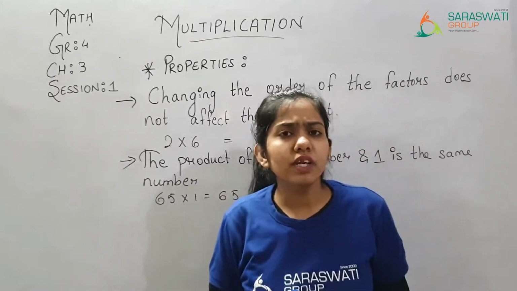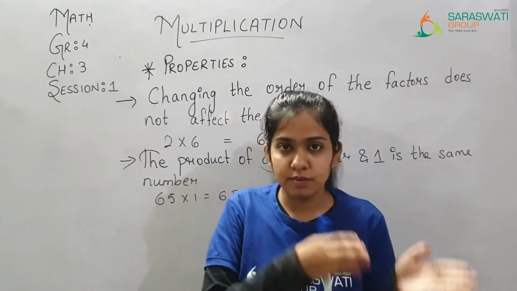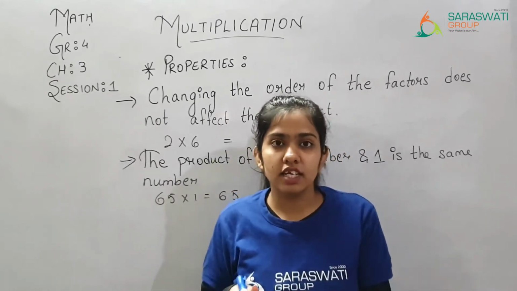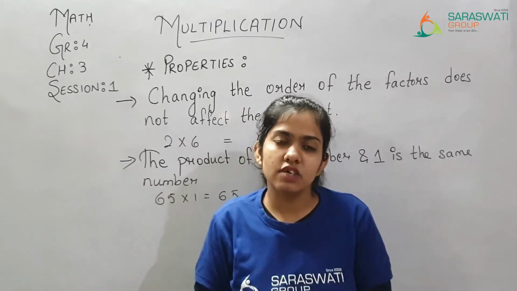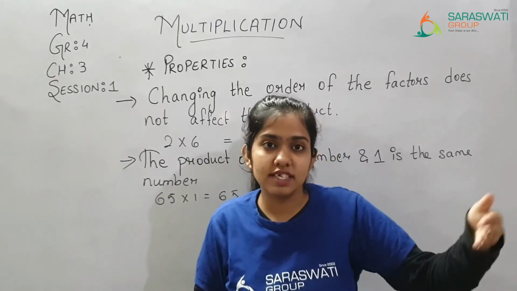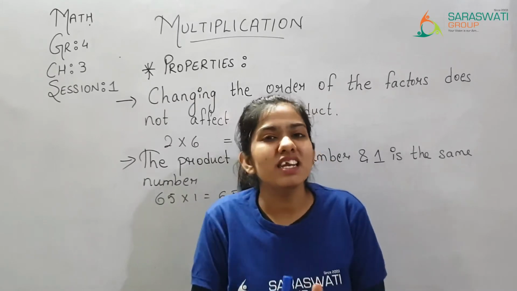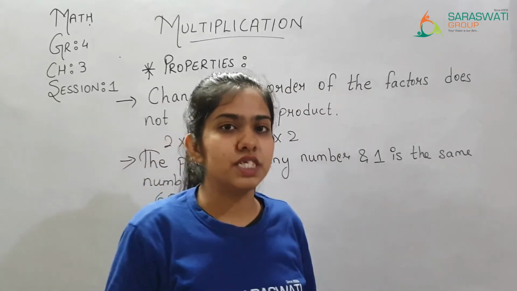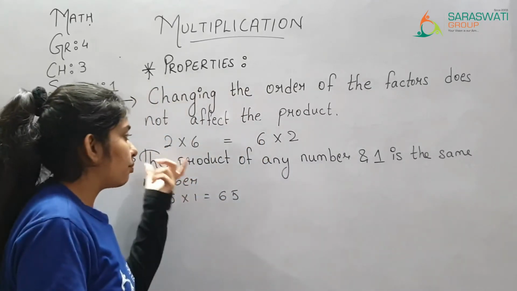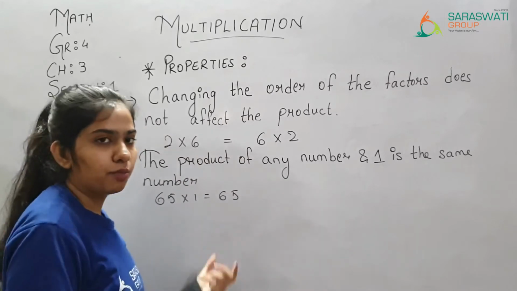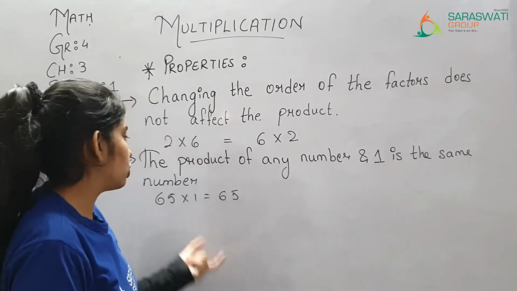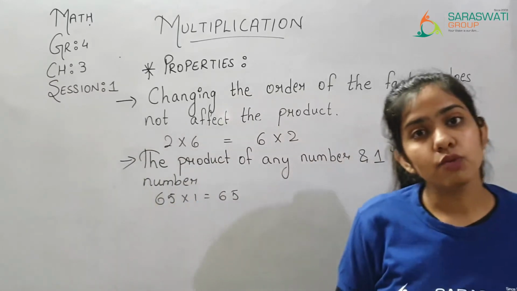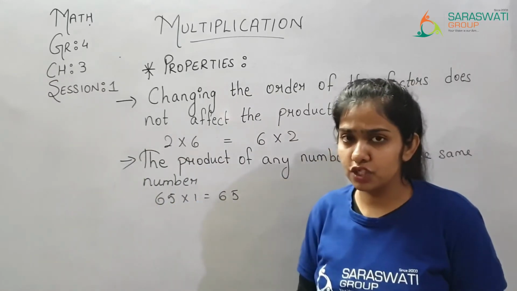In the same way, you can take any of the digits. For example, 2 into 1 is 2, 2 ones are 2, 20 ones are 20, 65 ones are 65, 70 ones are 70. You can multiply any number with 1, the answer will be the same. So that is our second property that you need to keep in your mind: the product of any number multiplied with 1 will remain the same. Okay, so that will be the second property of ours.